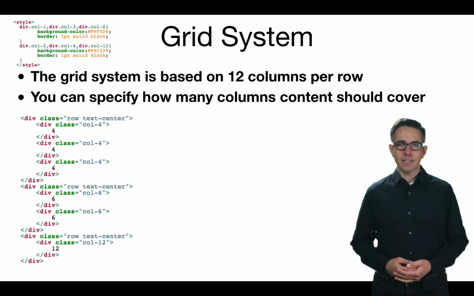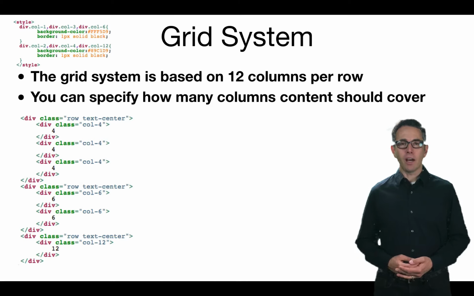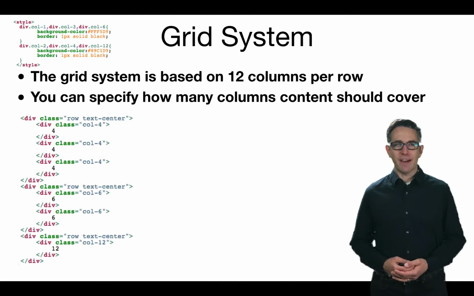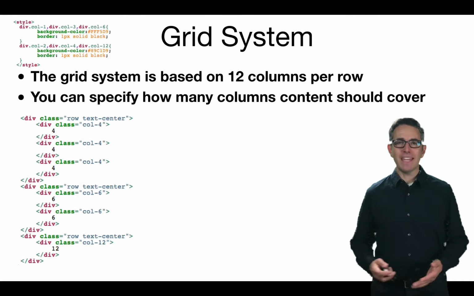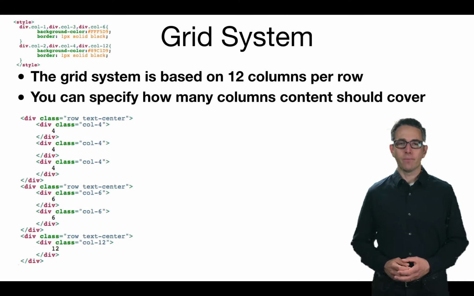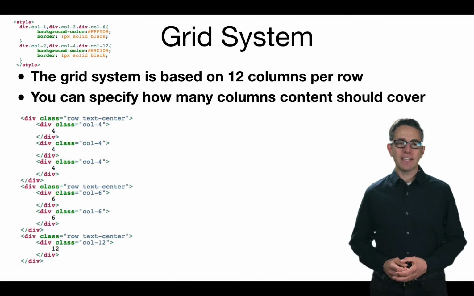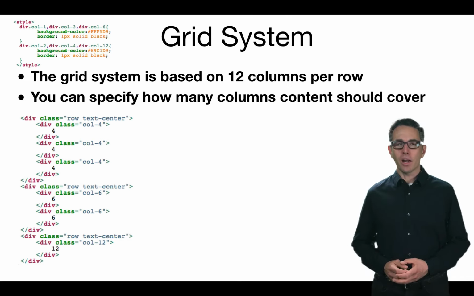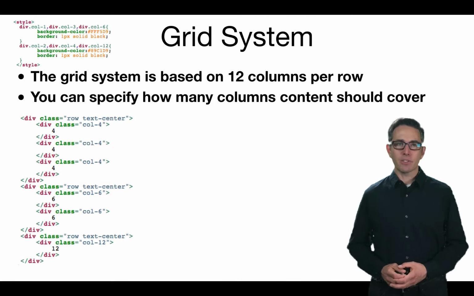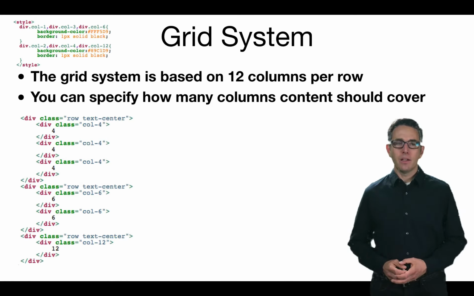The grid system itself is based on 12 columns per row. In the previous example, we didn't specify how many columns we wanted our content to cover. We just said make it equidistant, whatever you do. In this case, we're going to specify specifically that we want our content to take up a certain number of columns.